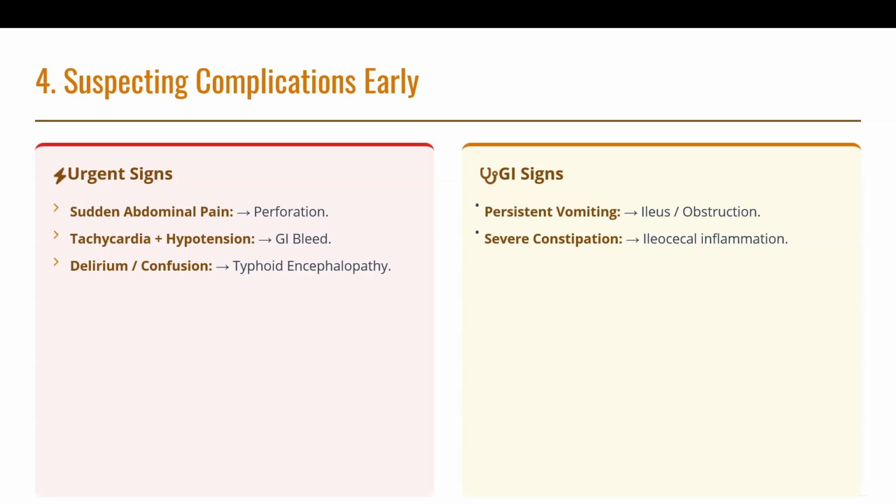If the patient becomes confused or delirious in a case of enteric fever, suspect typhoid encephalopathy. Typhoid is itself known for delirium; the very meaning of the word is a delirious and confused state. Then there are delayed signs: there can be persistent vomiting in case of ileus or obstruction, and there can be severe constipation due to ileocecal inflammation, as hypertrophy of Peyer's patches may lead to constipation.